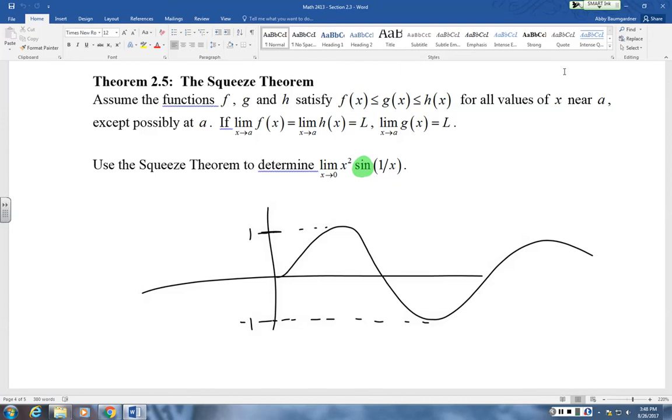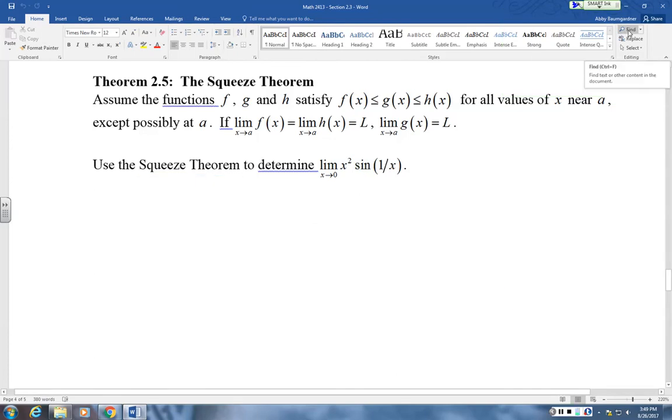So from the get-go, whether you have sine or cosine, you know that for every sine and cosine function out there, you have a built-in inequality. Because you know that sine or cosine are always between -1 and 1. So if your book or your instructor are nice to you and tell you you've got to use the squeeze theorem, the first thing you want to go for is that trig function and say, okay, that's where I'm going to start my inequality.